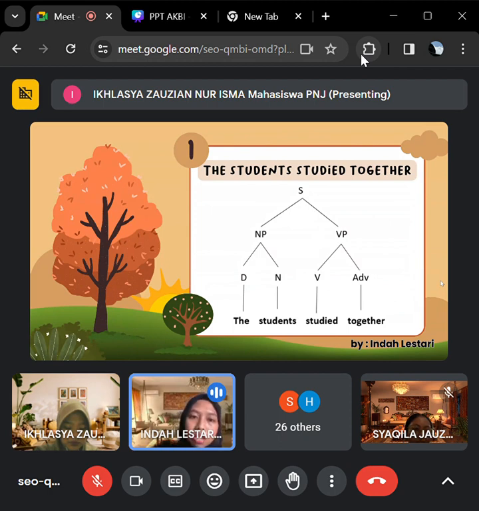The first sentence is: The students studied together. The is a determiner. Students is a noun. The students is a noun phrase. Studied is a verb. Together is an adverb. Studied together is a verb phrase. The students studied together is a sentence.